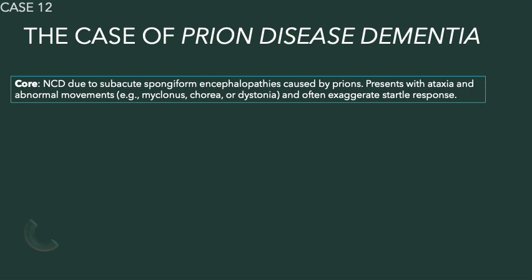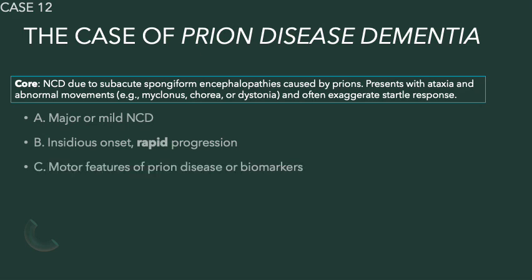So this is the case of prion disease dementia. Core feature is neurocognitive disorder due to subacute spongiform encephalopathies caused by prions. This presents with ataxia and abnormal movements, such as myoclonus, chorea, or dystonia, and often an exaggerated startle response. Criteria include major or mild neurocognitive disorder, insidious onset and rapid progression, motor features of prion disease or biomarkers, and is not due to a general medical condition or another mental disorder.